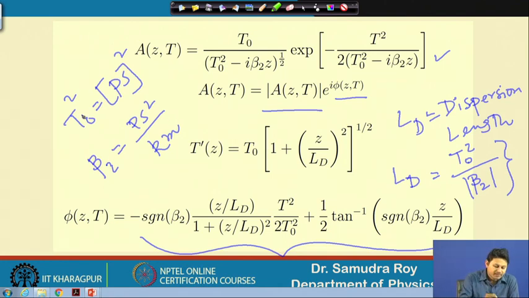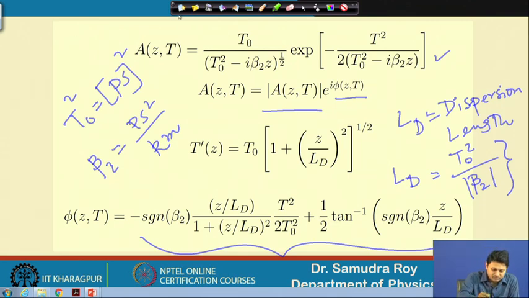So, now if I make T0 divided by mod of beta 2, you can see that the unit of this quantity becomes kilometer. So, that means it is a unit of length. That is why LD basically represents a dispersion length, and this length becomes very high when beta 2 is very small. That means, if the dispersion coefficient is small, we should have the dispersion effect at very long distance. That is the physical meaning of this.